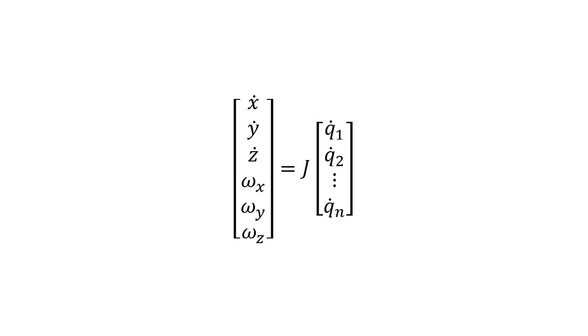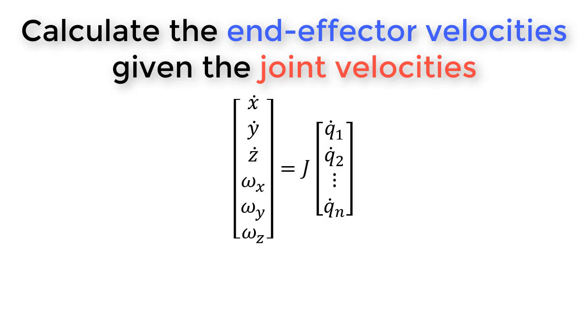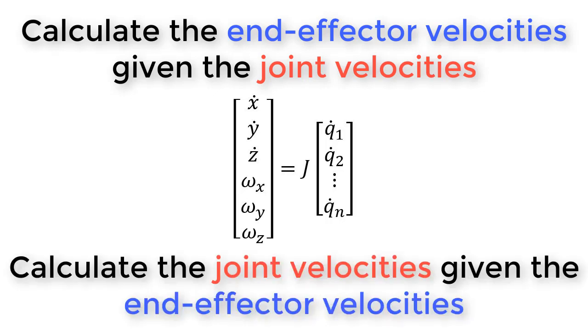Could we use the Jacobian matrix to figure out what the joint velocities should be to get those end effector velocities? We can, but our Jacobian matrix isn't arranged correctly for that right now. This arrangement allows us to calculate the end effector velocities given the joint velocities. But we actually want to do it in reverse: given the end effector velocities, find the joint velocities.